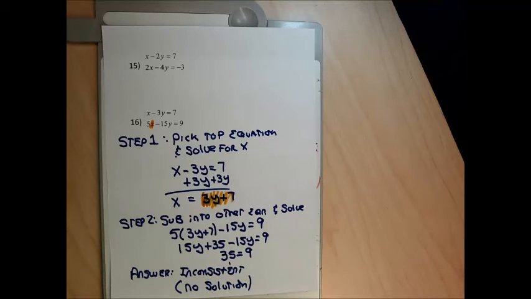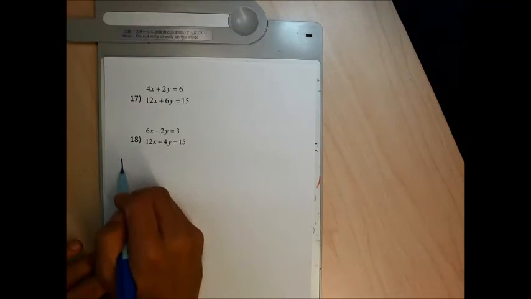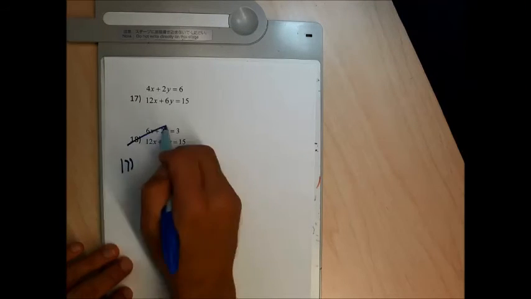Your problem 15, I imagine, is also going to be inconsistent, but I don't know that for a fact. Problem 18, I need to pick an equation and solve it for a letter. And the bad thing about this method is sometimes you can't avoid fractions. Let me do your problem 17 just because we can't avoid a fraction, and that might be too much to handle. So I'm going to do 17 and not do 18.